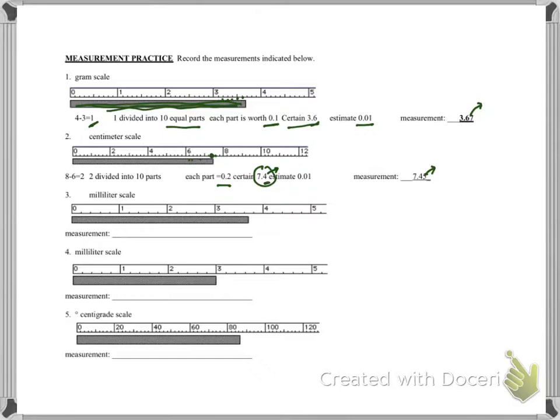You can try these third, fourth, and fifth to see if you can find the measurements. But this is just for your practice. You do not have to submit it.